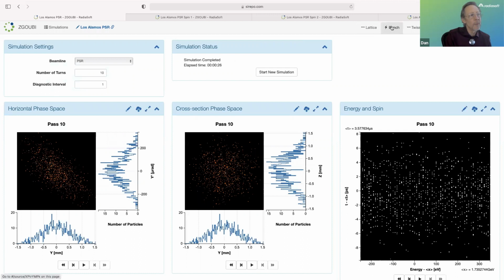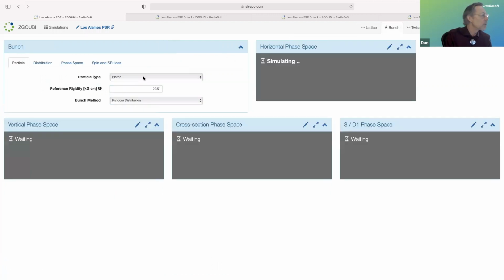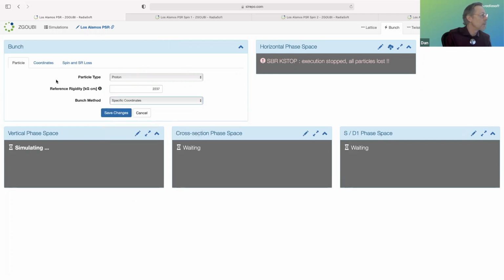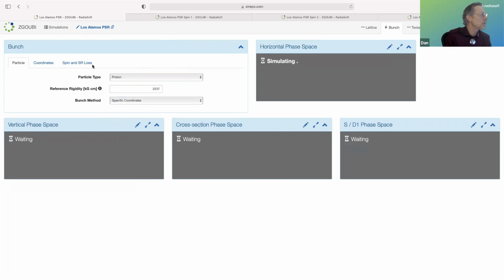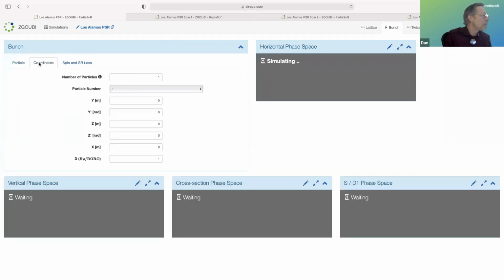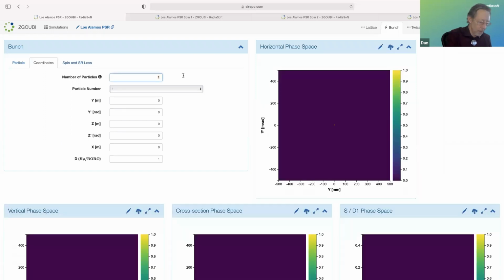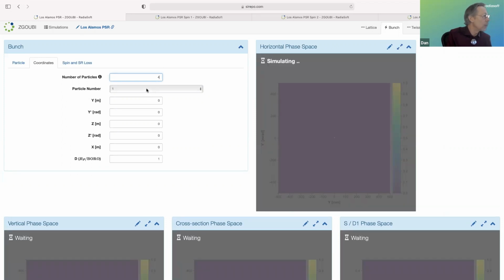The other thing in the bunch is I said I wanted to simulate just a few particles. And to do that, I have to tell it, I don't want a random distribution. I want to put in some specific coordinates and save those changes. And then I want to tell it specific coordinates. So I can tell it, I want 4 particles, and I want particle 1.